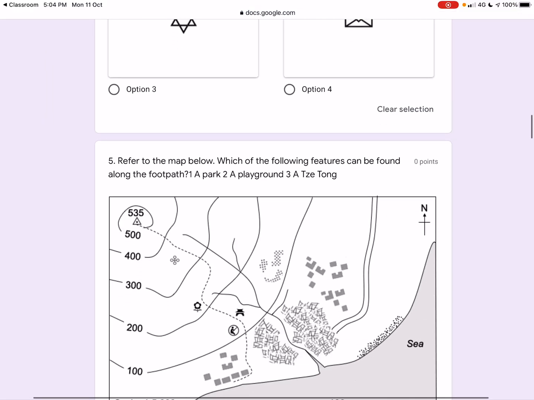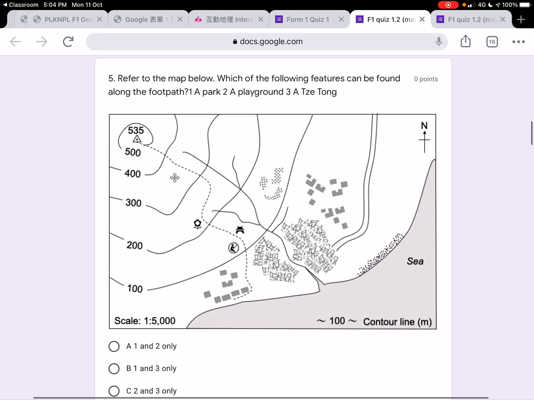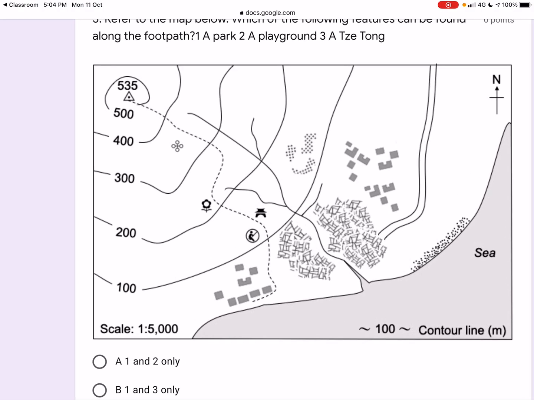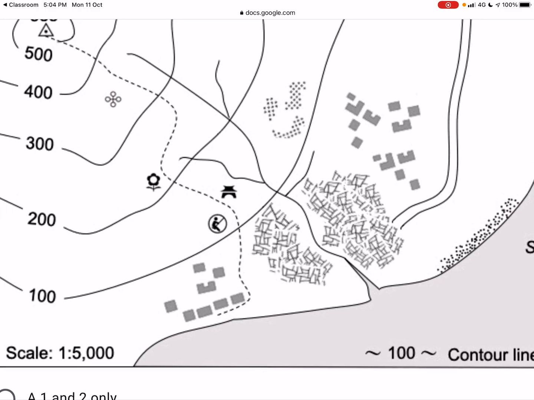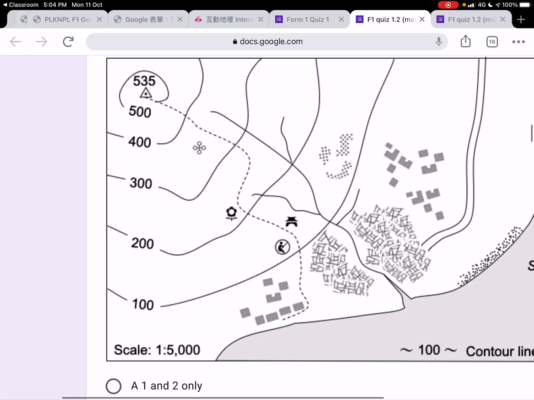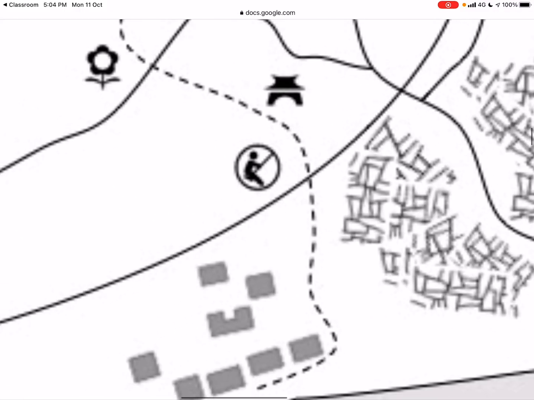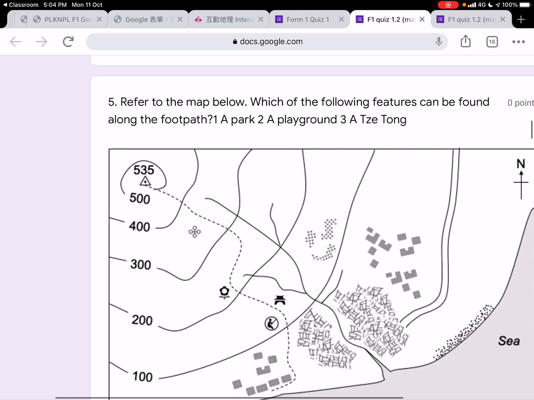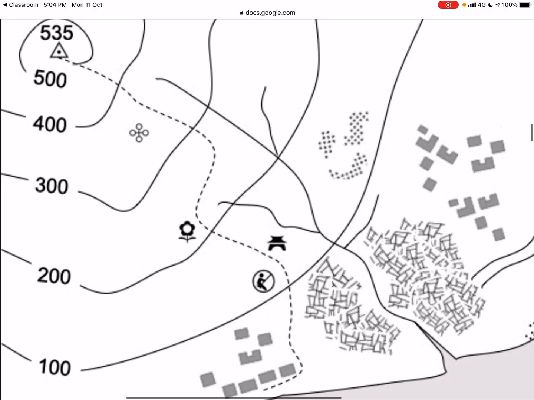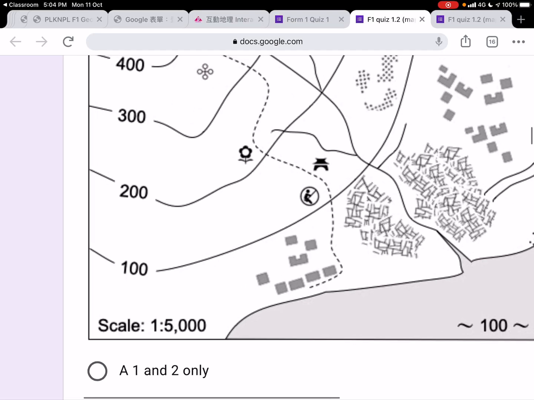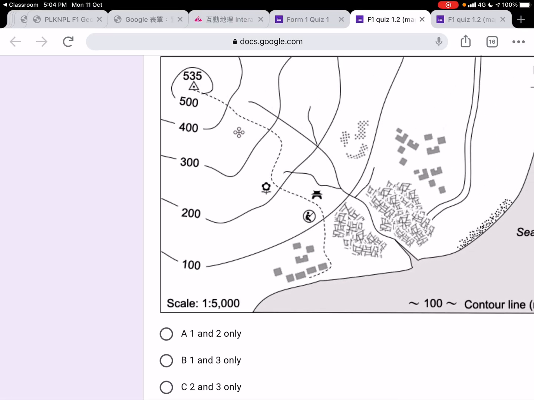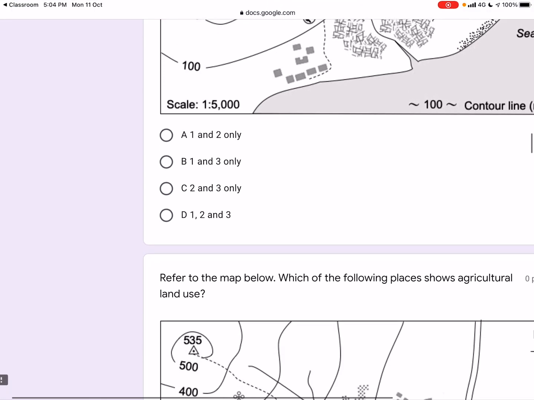be option 2, okay. And for here, which of the following can be found in the park, can be found along the footpath, okay. And also you're going to find a lot of symbols, okay. You can see the flower, isn't it? Flower is the park. Playground is this one, okay. You can see the spring right here. Tsz Tong, what is Tsz Tong? Which is talking about Tsz Tong, the ancestral hall that's always found in the village, okay.